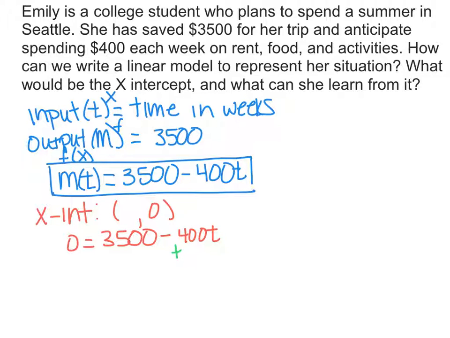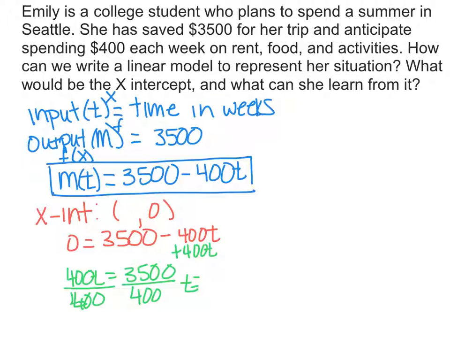I'm going to add 400t to the other side. So I have 400t equals 3,500. When I divide both sides by 400, I get t equals 8.75. So my x-intercept is (8.75, 0).